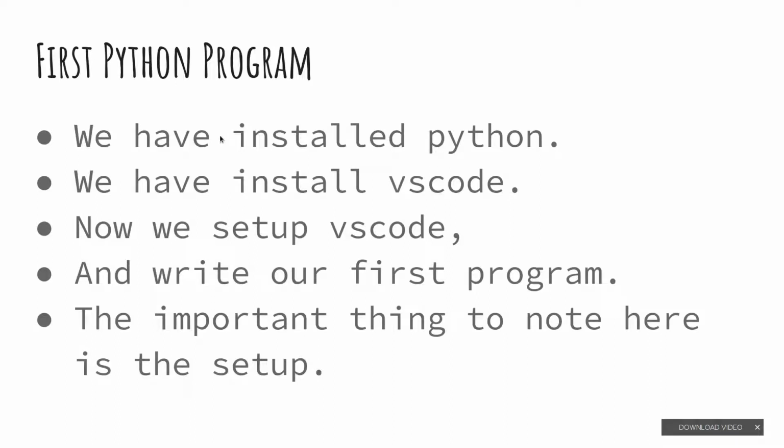All right. So now what have we done up to this point? We have installed Python. We have also installed VS Code, right? So the next thing for us to do is to set up VS Code and write our first Python program. The important thing to note here is the setup. You just have to get familiar with VS Code, or Visual Studio Code.